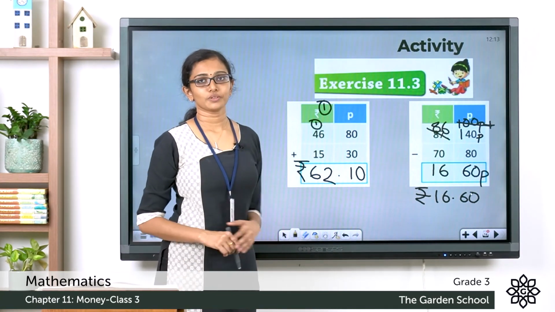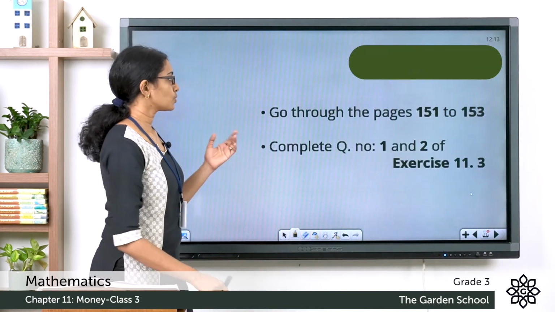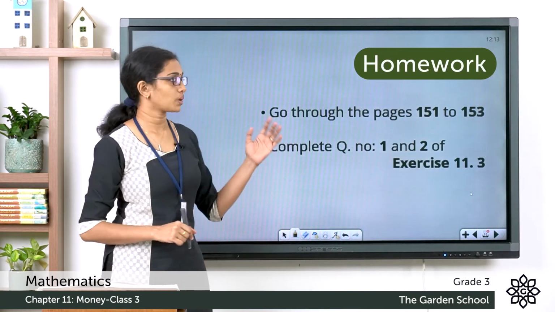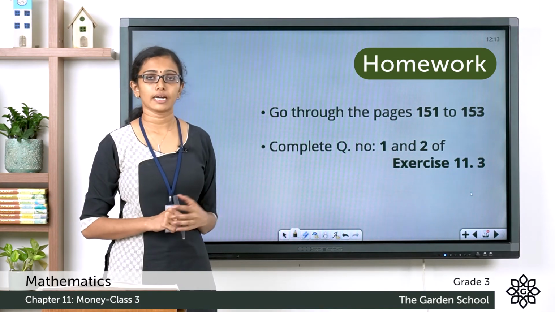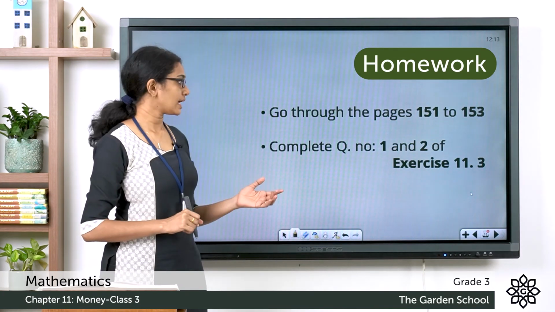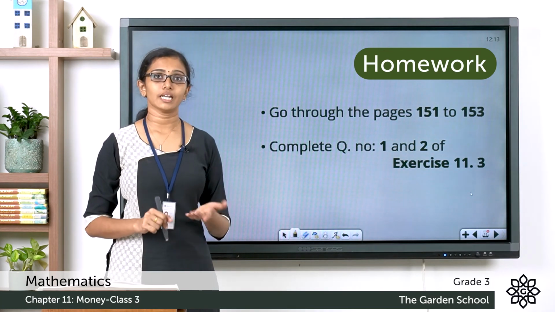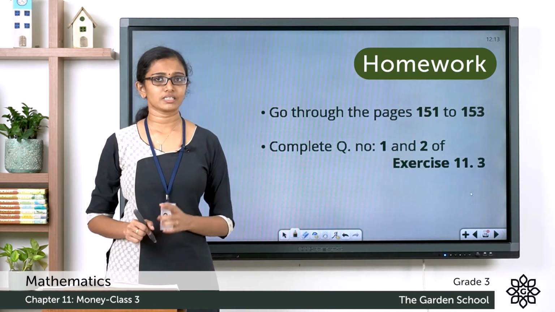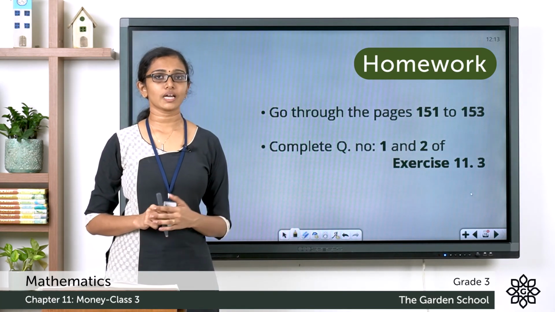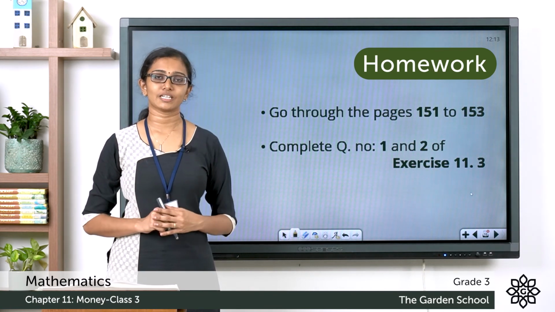So I hope you got both the answers correct. You have to go through these topics through pages 151 to 153 of your textbook. Then you have to complete the question number 1 and 2 of exercise 11.3. You can work out these questions in your textbook itself. Once you are done, please do take a picture and send us through tips.